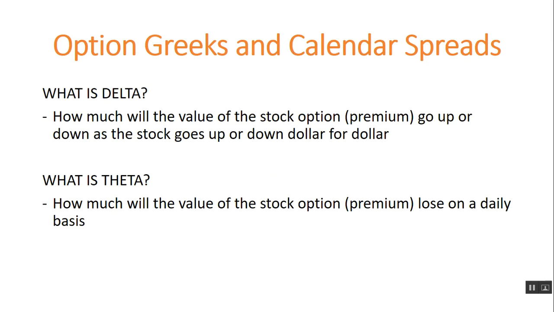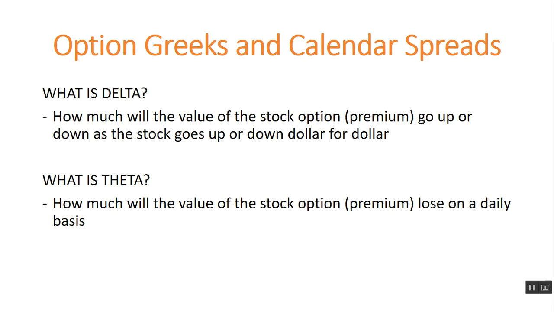And theta, that stands for time decay. That's the cost of owning leverage. You can't just buy stock options. I've always used life insurance as an analogy. When you buy life insurance, you have to pay a premium, and that's always the analogy I use. But just know that theta is time decay, and you have to pay a little bit of money to own all that leverage. How much will the value of the stock option lose on a daily basis?